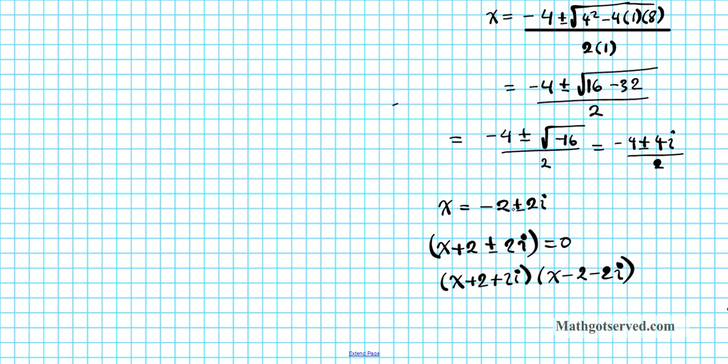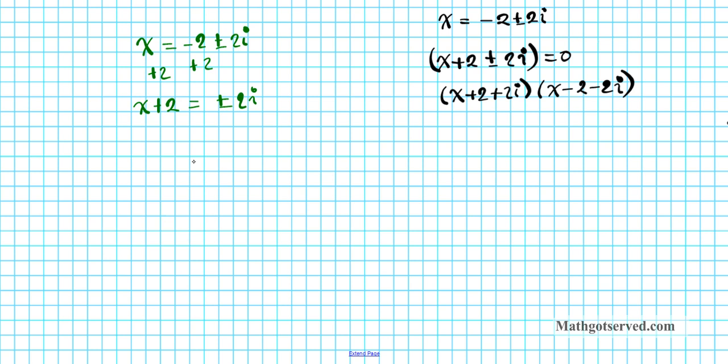So remember, if you want to set it equal to 0, first of all, let me do that over here. So you have x is equal to negative 2 plus or minus 2i. You can add 2 to both sides. So you have x plus 2 equals plus or minus 2i. And then if you add plus or minus 2i to both sides, you're going to have x plus 2. If you do the addition it becomes subtraction, minus 2i. If you do the subtraction, it becomes positive.